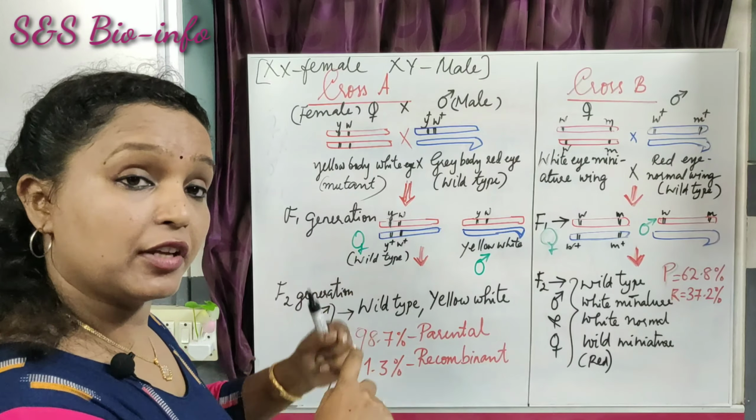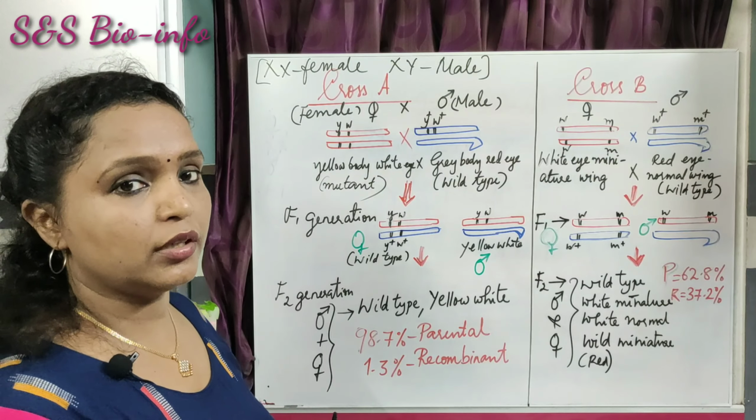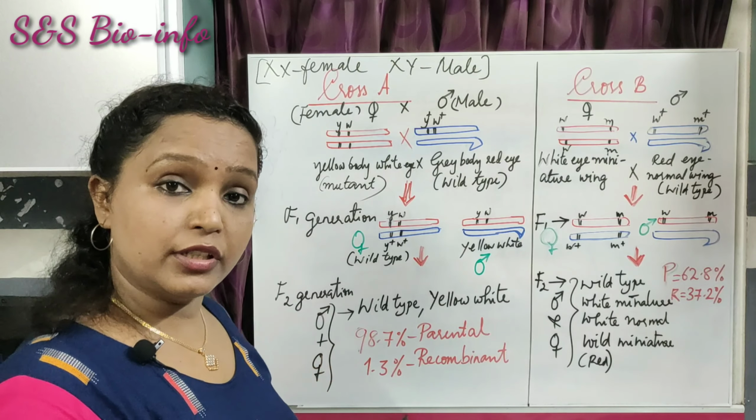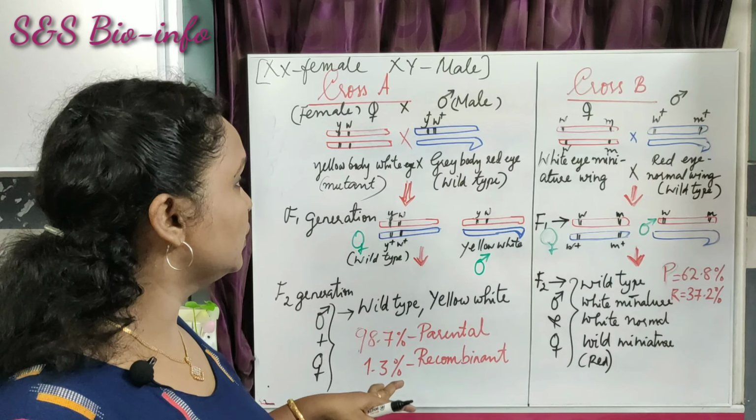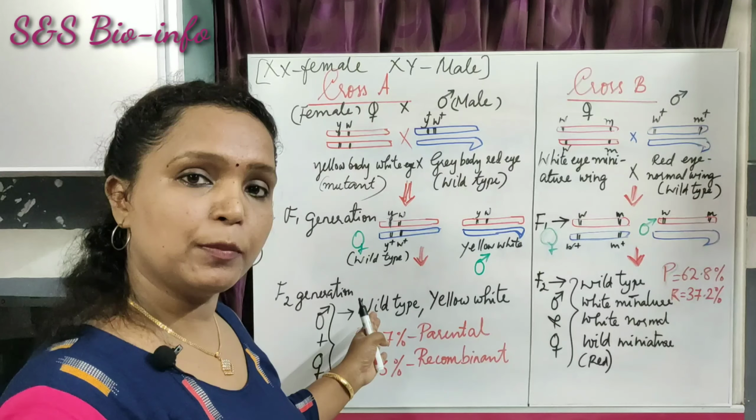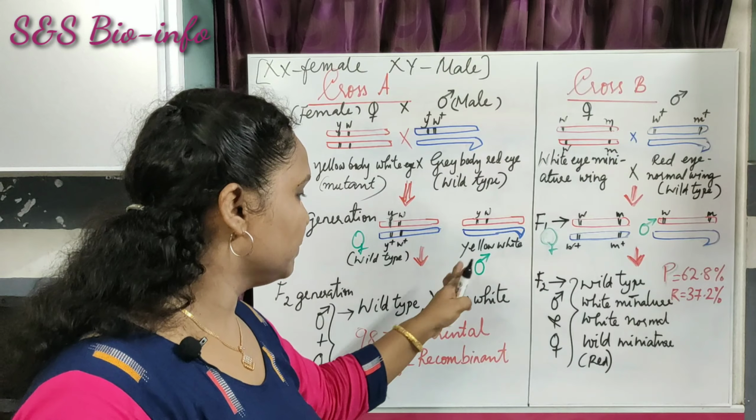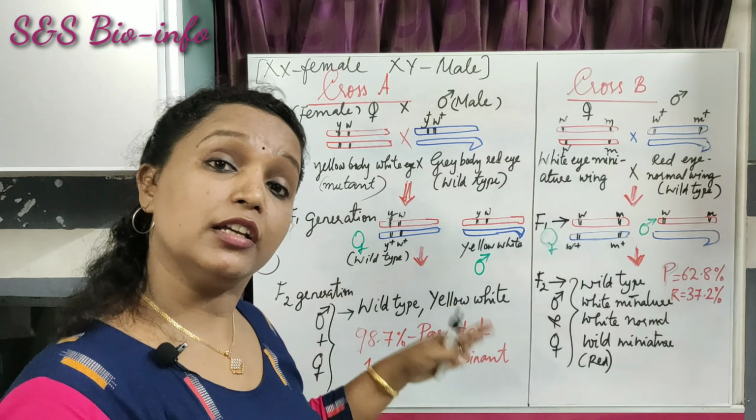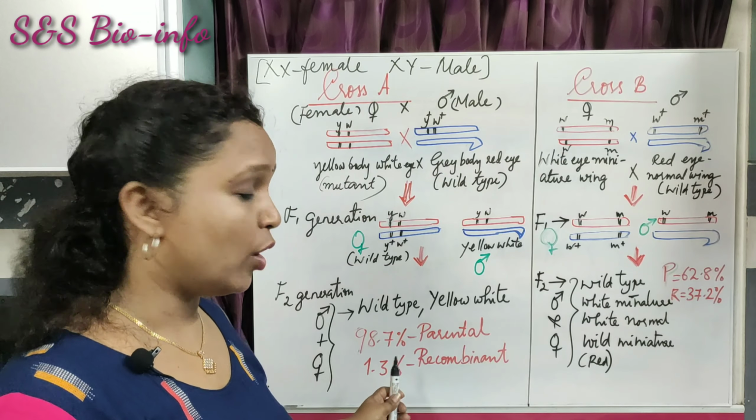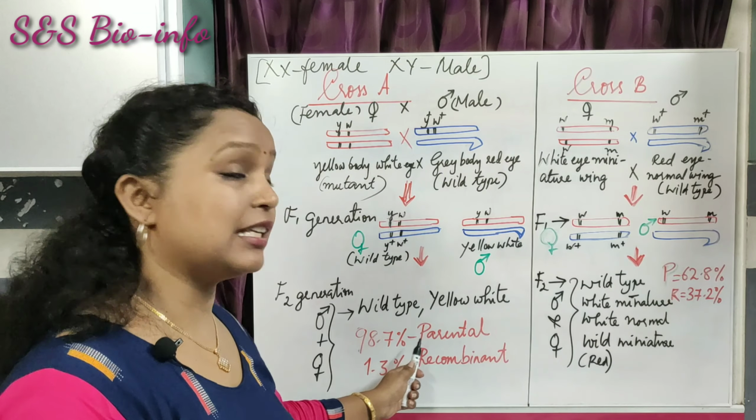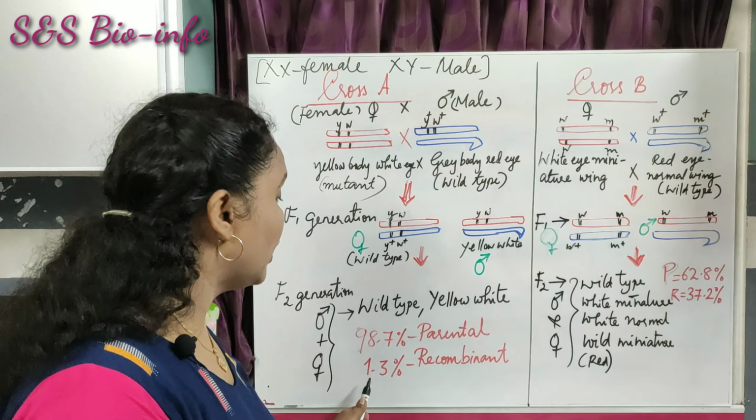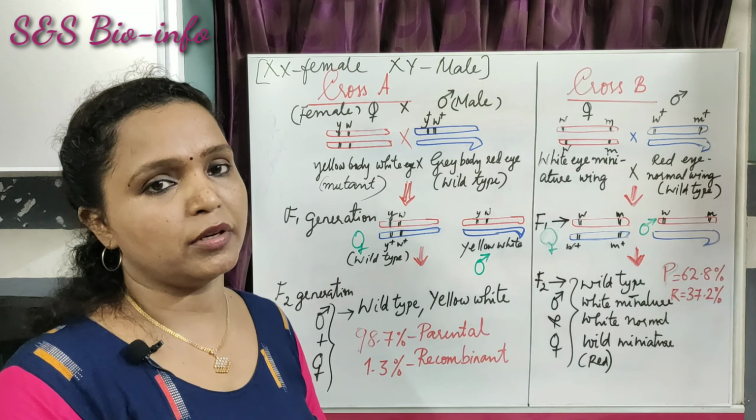In the F2 generation, after intercrossing the F1 generation, he observed both wild type and yellow body, white eye type. Wild type means grey body with red eye, and the mutant type is yellow body with white eye, in both male and female fruit flies. So here he could observe 98.7% parental type and very little recombinant type, only 1.3%.